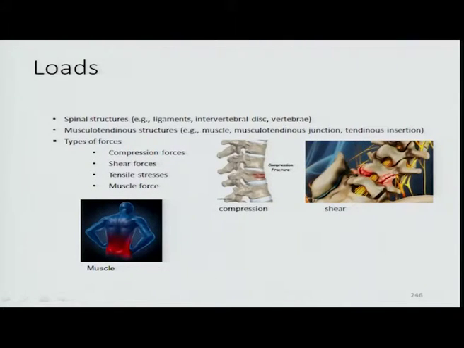So, if we look closely at how you can categorize these joints biologically, you have the basic spinal structure which contains the ligaments, the intervertebral disc, the vertebrae, and so on. Then there are the musculotendinous structures which are responsible for creating the active components and the forces between these joints, so that they are able to rotate and move with respect to each other. There are components like muscles, musculotendinous junctions, tendinous insertions, and the types of forces that such joints produce are compression forces, shear forces, tensile forces, stresses and muscular forces.